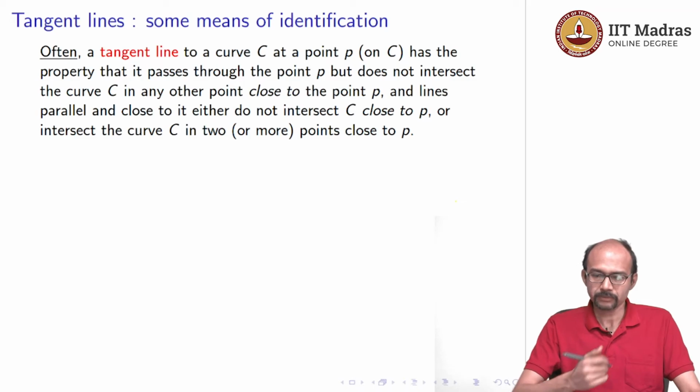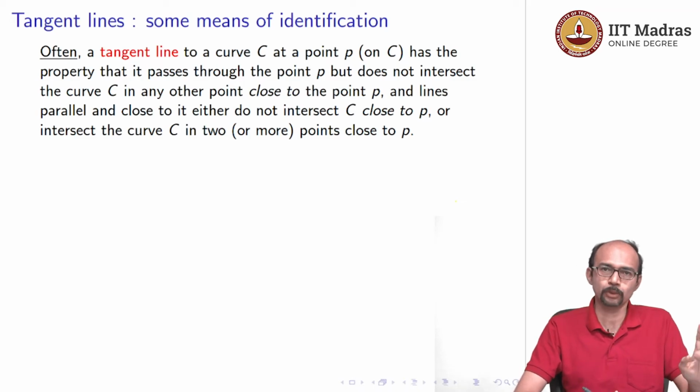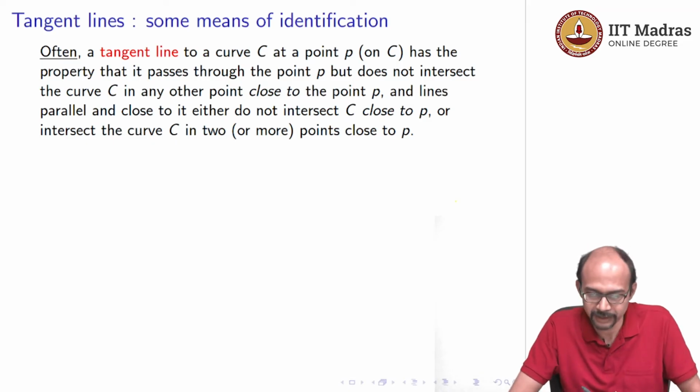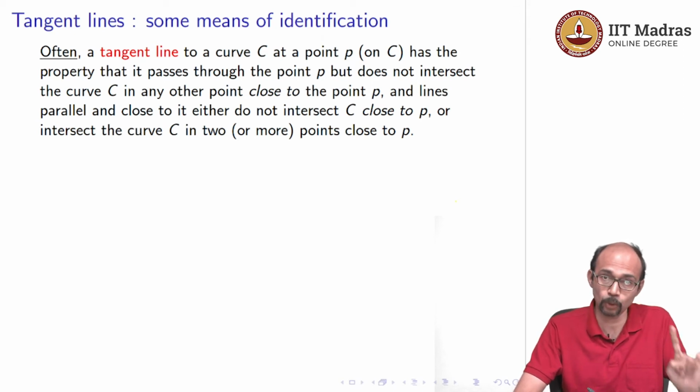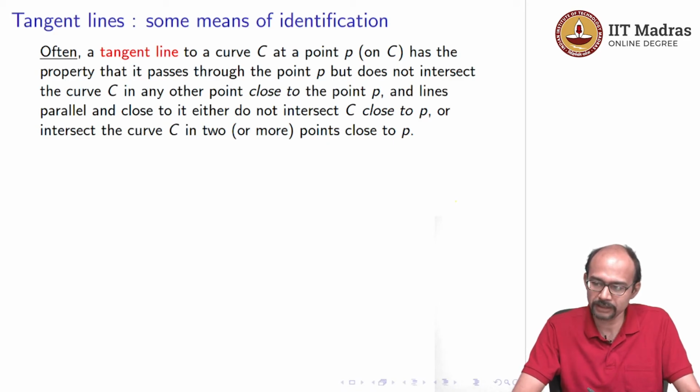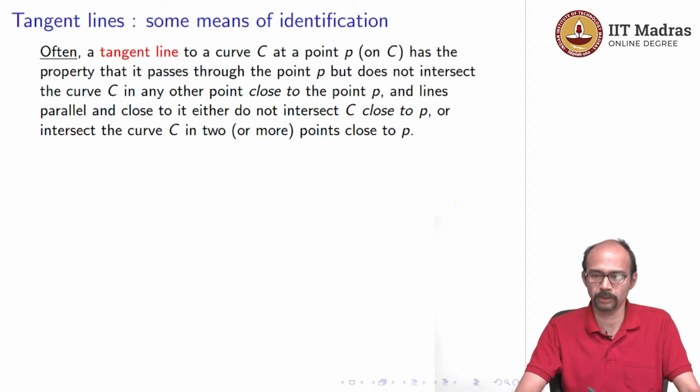Okay. So often, and this often has to be taken with a pinch of salt, but I am making this statement anyway. So often a tangent line to a curve C at a point P has the property that it passes through the point P, but does not intersect the curve C in any other point close to the point P. This is very important, close to the point P. And lines parallel and close to it either do not intersect C close to P or intersect the curve C in two or more points close to P. Okay, so there is a lot of words.